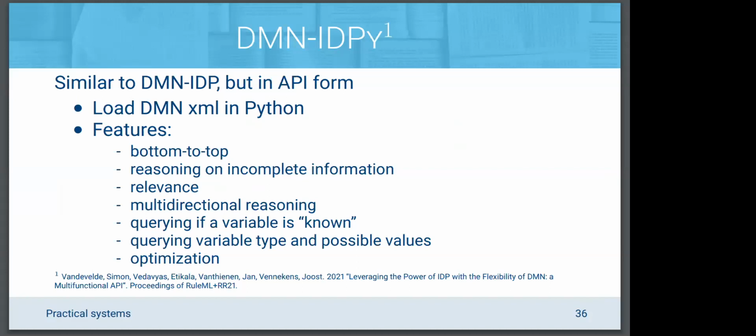So we converted it into an API and we added a lot more features. It allows you to load a DMN XML file just in Python, and then start using it in any way that you want. So you can use the bottom to top approach, where you just enter the variables. You can reason on incomplete information, so if you don't know the sex, for instance, you can also do things such as relevance. Multidirectional reasoning is, of course, also supported.